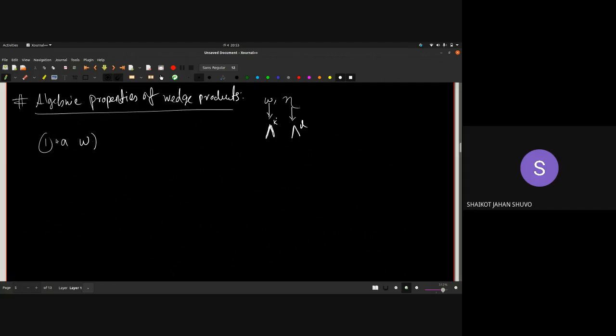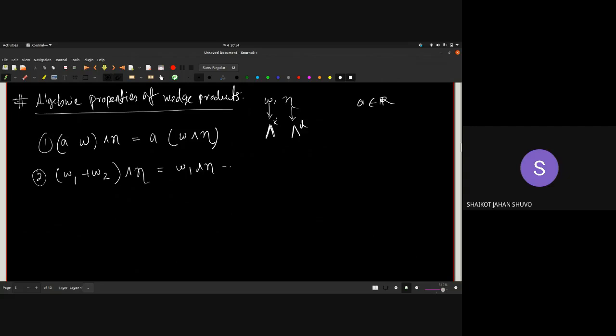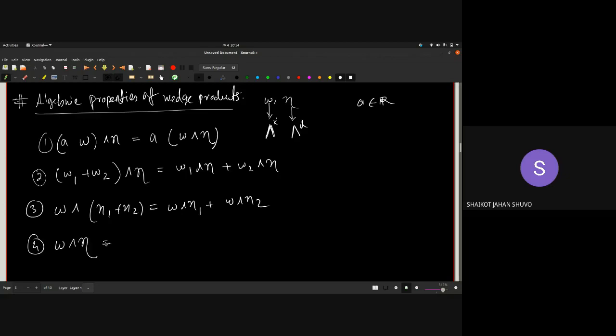A multiplied with omega, wedged with eta, where A is a scalar or a real number, is the same thing as this. This is one property. Second property: if you have omega 1 and omega 2, which are also k forms, and you want to wedge them with the eta, it will be just omega 1 wedged with eta plus omega 2 wedged with eta. Three is similar, and number 4 is perhaps the most interesting property. Not the most important, but it's pretty interesting. The proof itself is pretty interesting. It doesn't take much. It's just a few words, some logical words. You need to think logically to prove this thing.